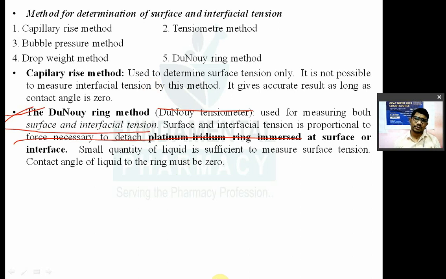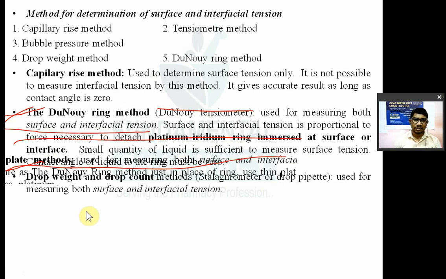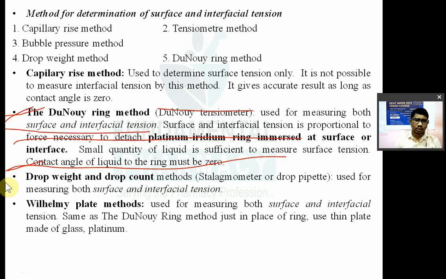A small quantity of liquid is sufficient to measure the surface tension by this method. Contact angle of liquid with the ring must be zero. Third method is the drop count method. In this case, use of stalagmometer or drop pipette. It is used for measuring both surface tension as well as interfacial tension.